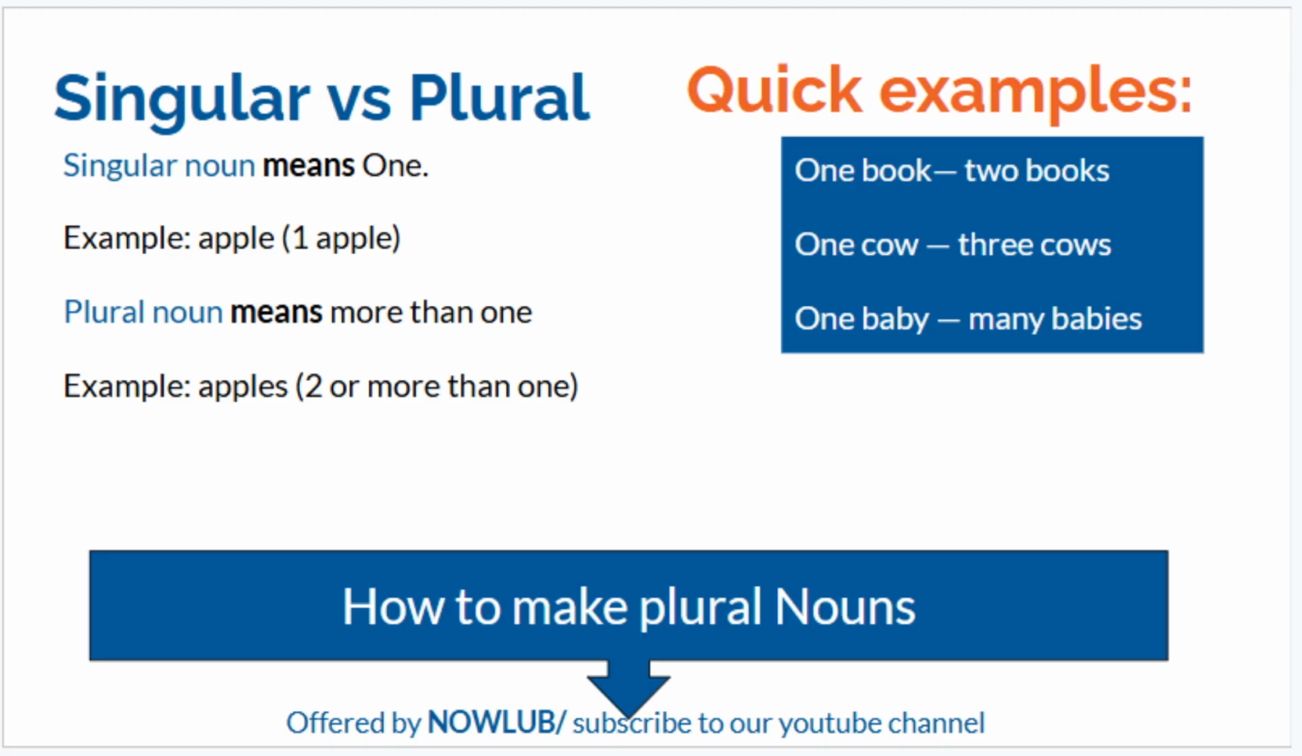Singular means one. Example, apple, one apple. Plural means more than one. For example, apples, two apples, or more than one apple. We have quick examples here: one book, two books, one cow, three cows, one baby, many babies, and so on. Now, how to make plural nouns?